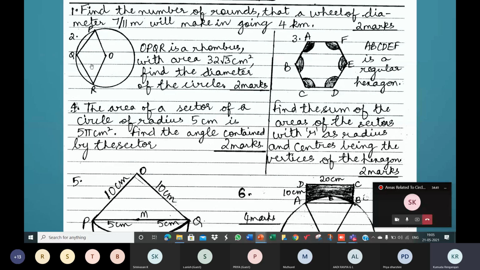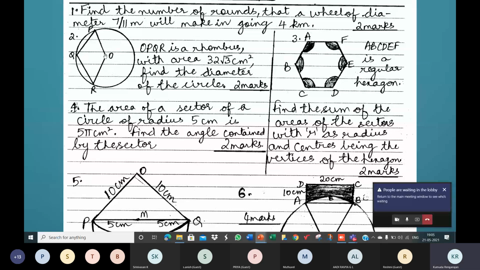The same thing below. So now the area of the rhombus is equal to the area of two equilateral triangles. So √3/4 a square into 2 is equal to 32√3. The area of this triangle is √3/4 a square. The area of this triangle is also √3/4 a square.